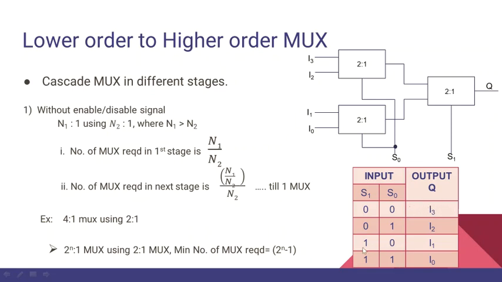Let's see the next case, when S1 is 0 and S0 is 1. When S0 is 1, I0 will be the output here and I2 will be the output here, but S1 is 0, so this output is connected to here, that is here we are getting I2. So for this case the output is also right. If you check all other cases, we will get this truth table functioning correctly in this circuit.